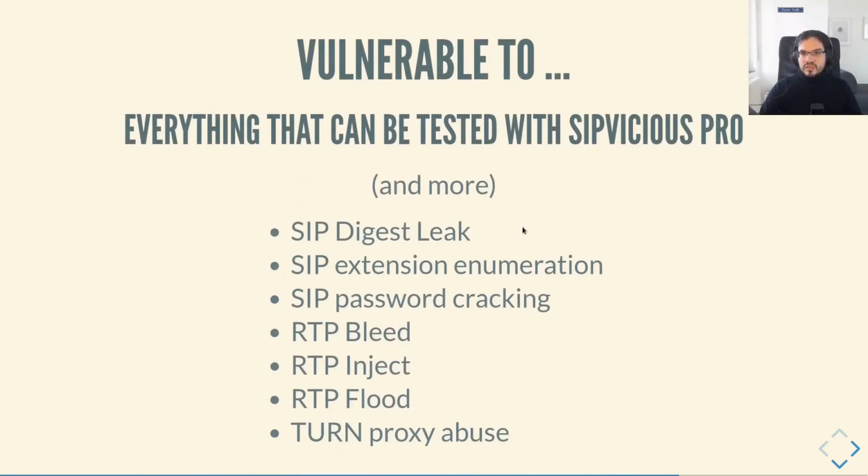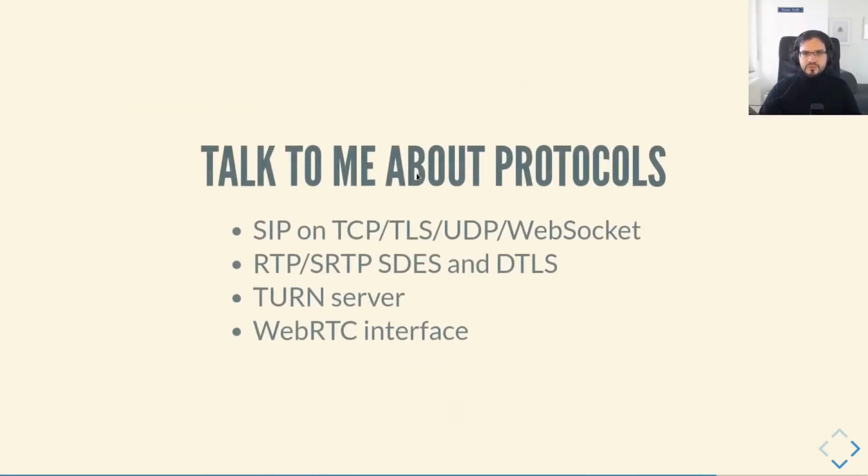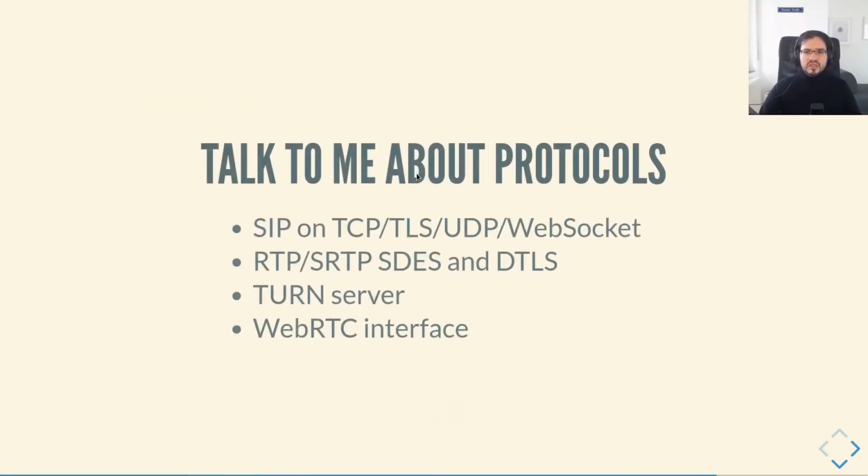So this machine is actually vulnerable to all the security issues that SIPVicious PRO can test for, and actually a bit more, because we did not yet add security tests in SIPVicious PRO for the TURN proxy abuse vulnerability. But this can be tested on the demo server currently, so that's pretty cool. In terms of protocols, like I said, we support SIP over TCP, TLS, UDP, WebSocket, Secure WebSocket, thanks to Camailio, as well as RTP and SRTP with SDES and DTLS, thanks to RTP engine.